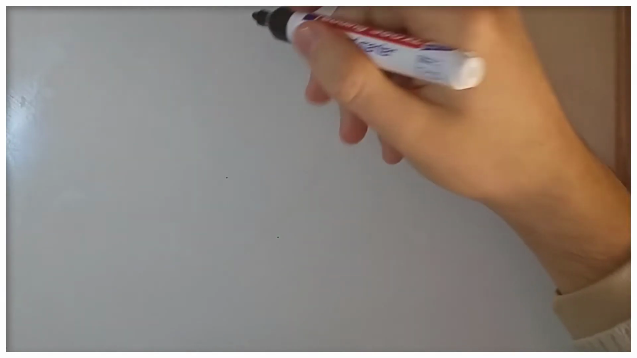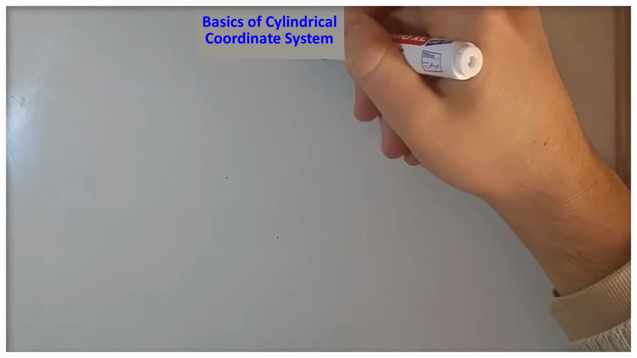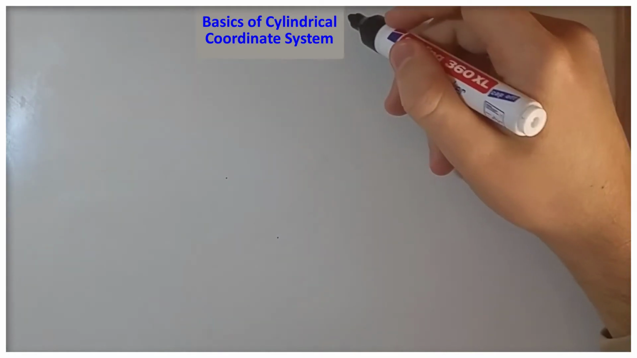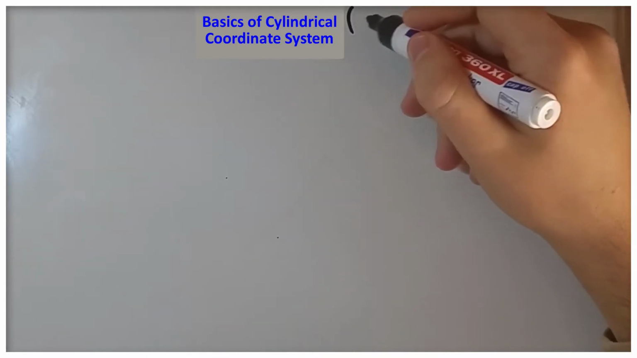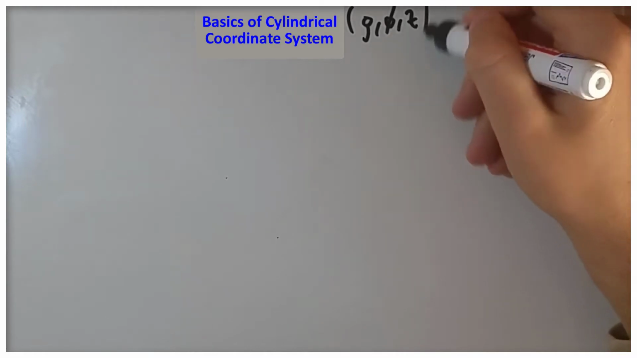Hello friends again. I tried to briefly explain the Cartesian coordinate system in our previous video. Now let's move on to cylindrical coordinates if you wish. We will look at dl, ds and dv in cylindrical coordinates. The elements of cylindrical coordinates are ρ, phi and z.